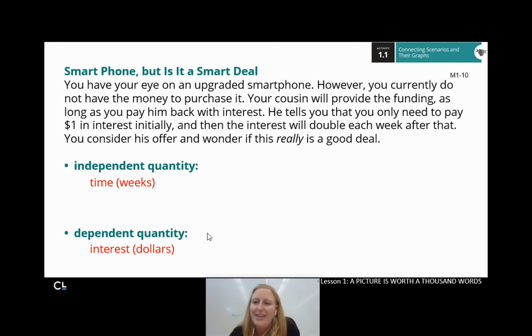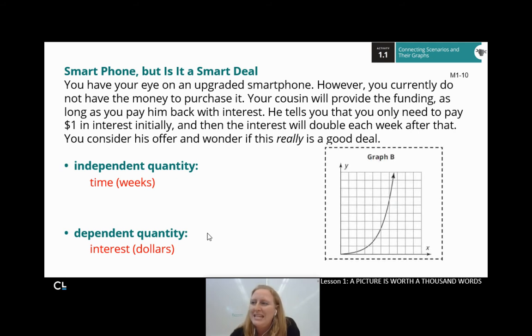The graph that goes with this one is graph B, because there's a thing about doubling, right? It's not increasing at a constant rate. Like you pay $1 and then you pay $2 and then you pay $4 and then you pay $8 and then you pay $16 the following week. This is getting crazy. So it was this nice upward curve. It's getting expensive fast, people.